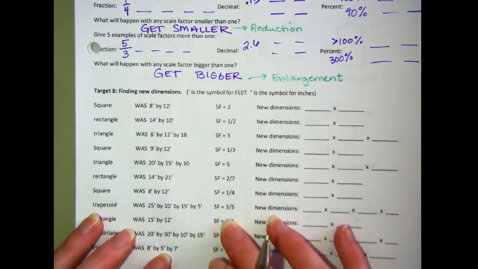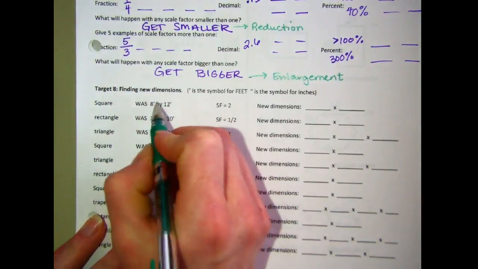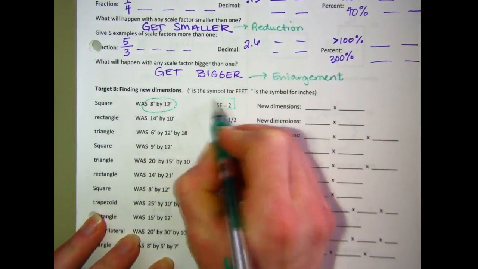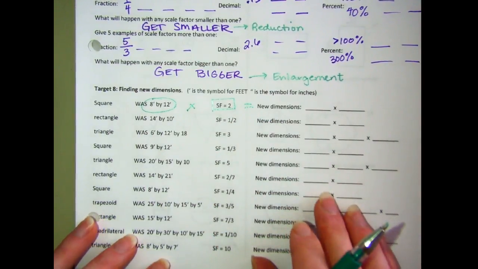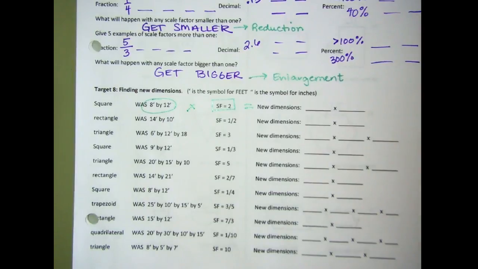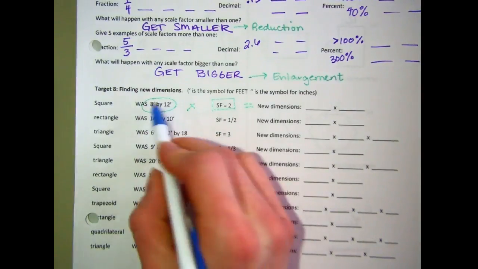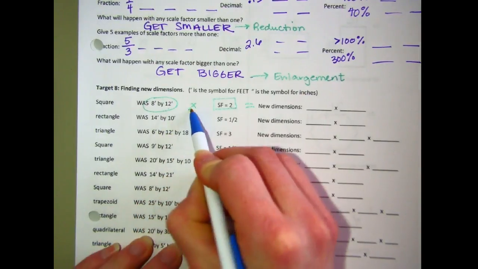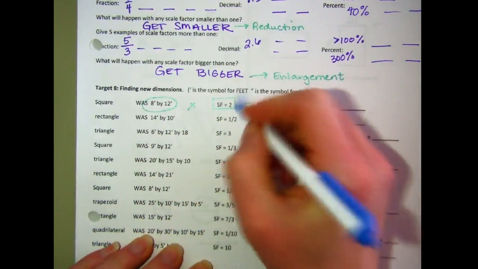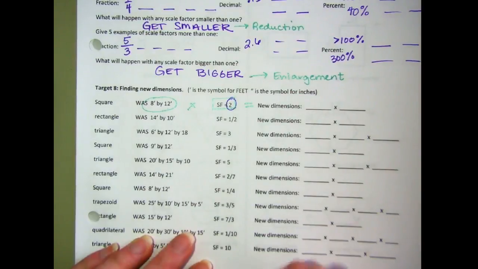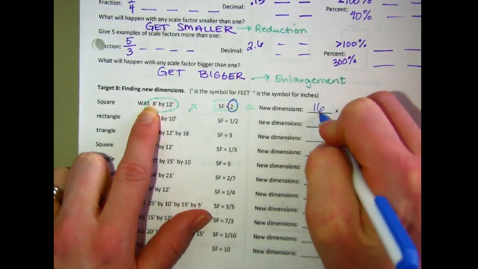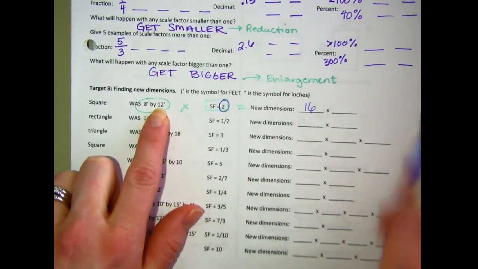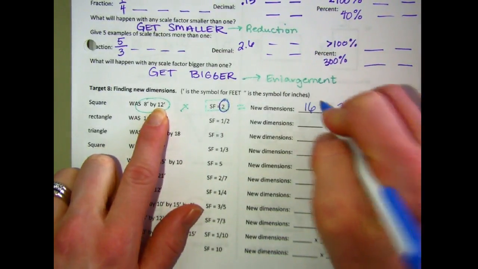Okay, this next one says finding new dimensions. If I give you what we start with, and then I give you the scale factor to multiply by, you tell me what my new dimensions will be. Let me switch pens again so you can read it. If I start with something that's 8 feet by 12 feet, and I want to change it by a scale factor of 2, this means it's going to get 2 times bigger. So instead of 8, now I'm going to have twice as big, 16. And instead of 12, twice as big, 24.